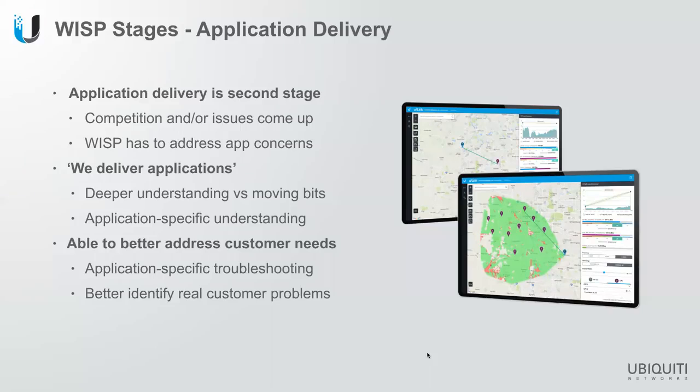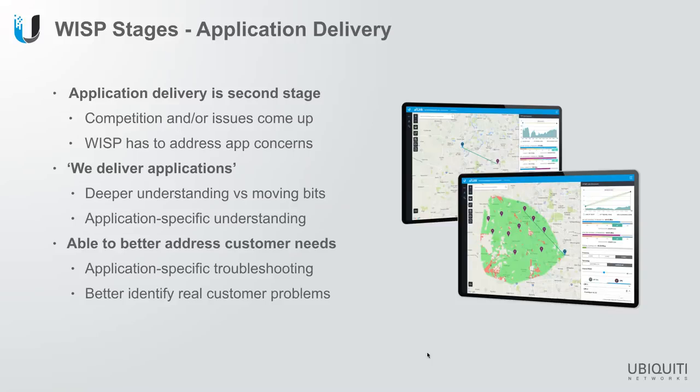And I think at this point, the WISP is much better equipped to actually address real customer needs, because at the end of the day, the customer thinks in terms of applications, right? They think, I want Netflix to work, I want my Xbox to work. They don't really think, well, I am receiving 50 megabits per second best case with 15 milliseconds latency to the AP. They don't really care about that. They want their applications to work.